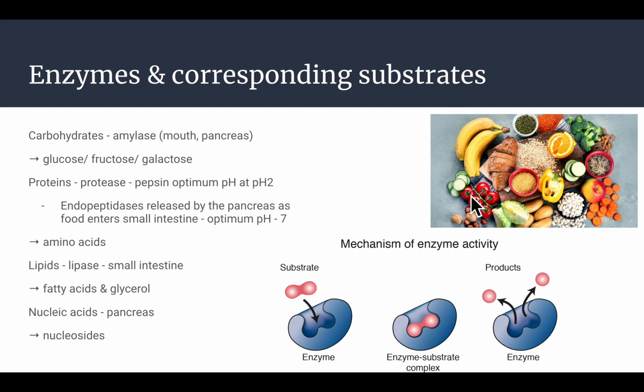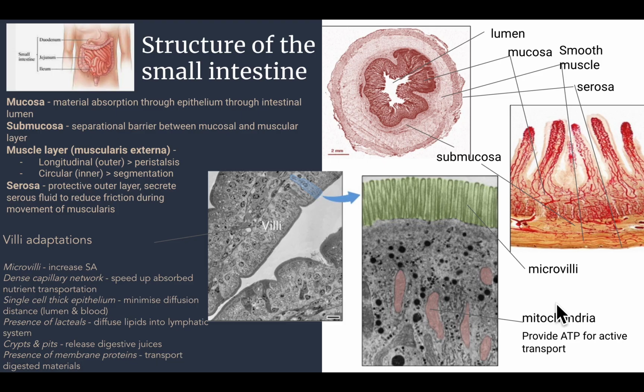They remain relatively unaltered after breaking down the substrate into its products. We can imagine this one, for example, to be lipids, and the products here will be fatty acids and glycerol. During this process, a temporary enzyme-substrate complex will be formed. So moving on to the structure of the small intestine.